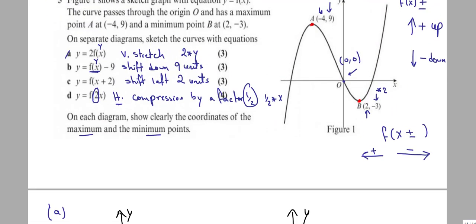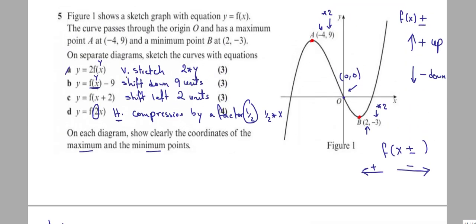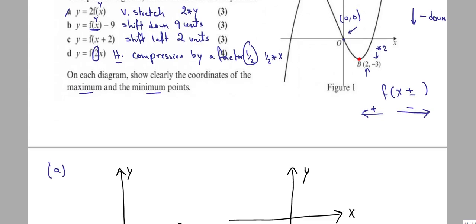For part A, y equals f of x. We agreed that for part A we multiply y by 2. So the point will be minus 4 and 9. So the maximum will be minus 4 and 9. Multiply 9 by 2, so it will be 18. And the other point, 2 and negative 3, multiplied by 2: multiply y by 2, so it's negative 6. So this is the maximum, this is the minimum.